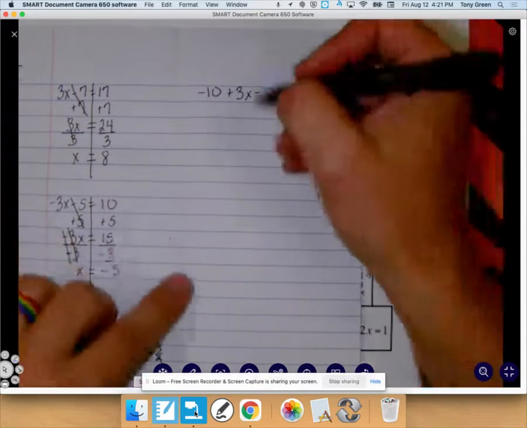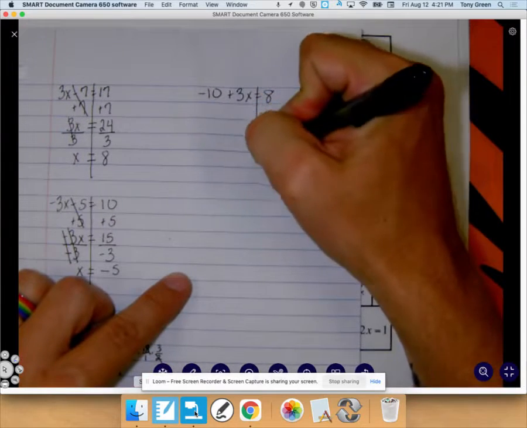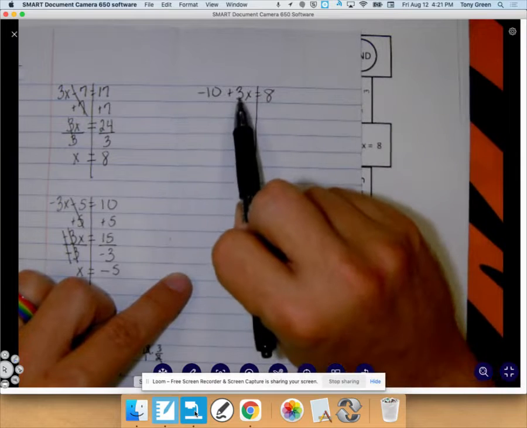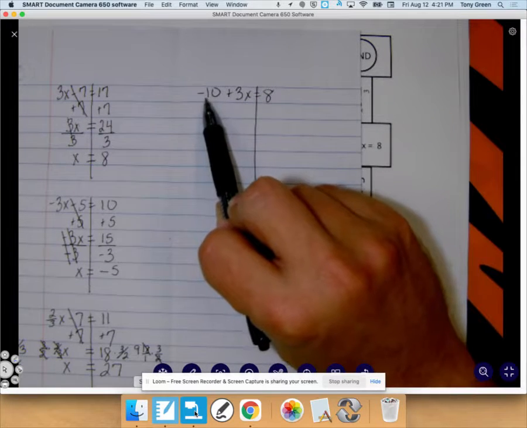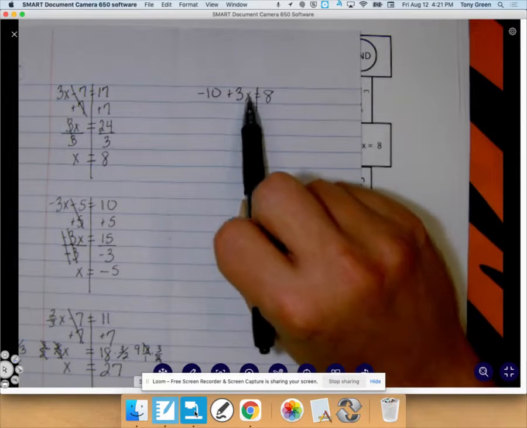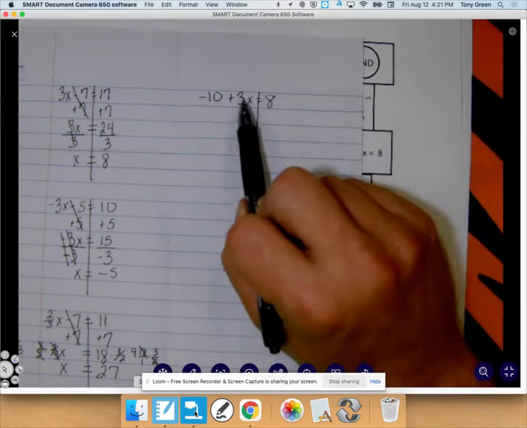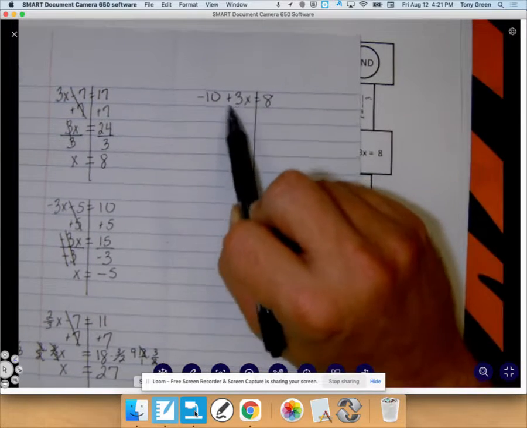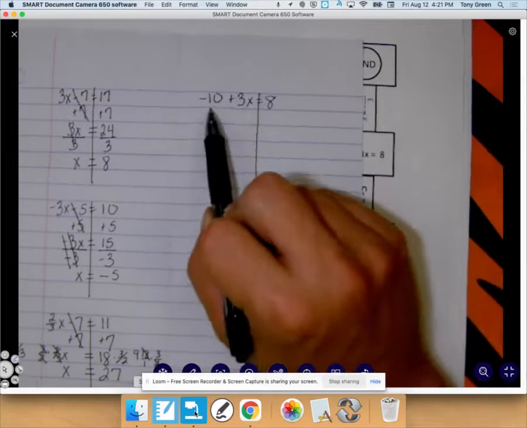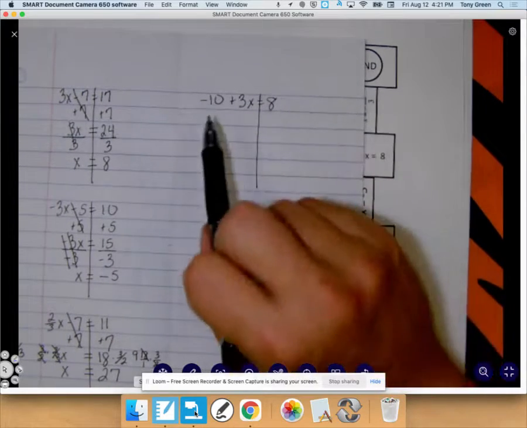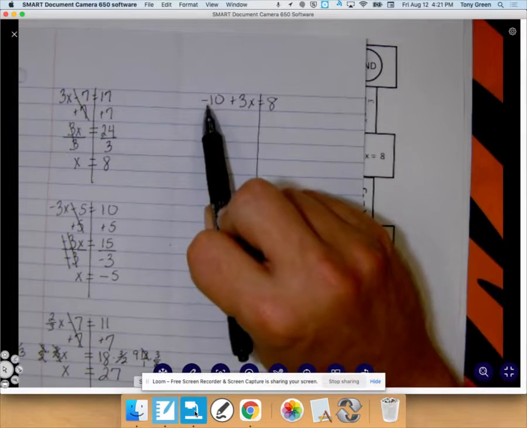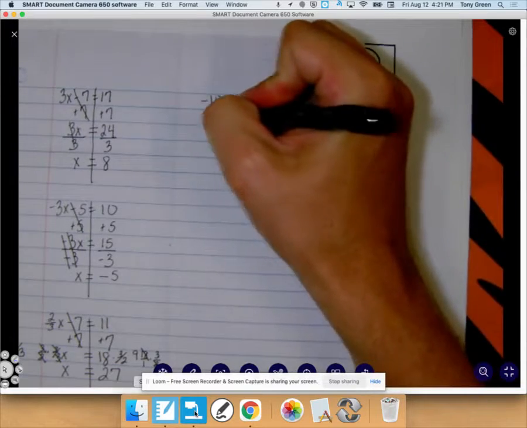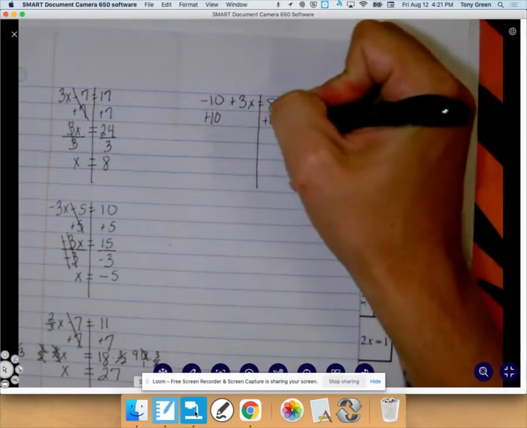Okay, so we're just going to keep solving these equations the same way. Now, our x didn't come first, but that's okay. That doesn't matter. We're trying to get x by itself. We just want to get rid of everything else. The 3 and the x are together. That's a group, so we can get rid of what's off by itself first. The opposite of a negative 10 is a positive 10. We want to add 10 to both sides.